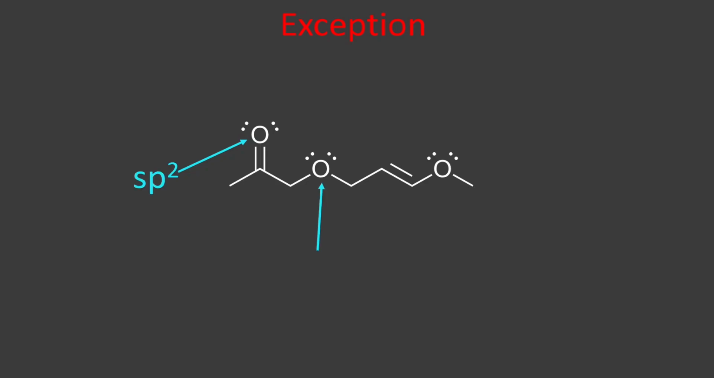Let's figure out the hybridization of each oxygen in this molecule to start. The first oxygen is bonded to a carbon and 2 lone pairs, so it would be sp2 hybridized. This next oxygen is bonded to 2 carbons and 2 lone pairs, so it would be sp3. The third oxygen is very similar to the second one. It has 2 lone pairs and is bonded to 2 carbons, so we would normally think that it would be sp3 as well. However, it is actually sp2 hybridized.